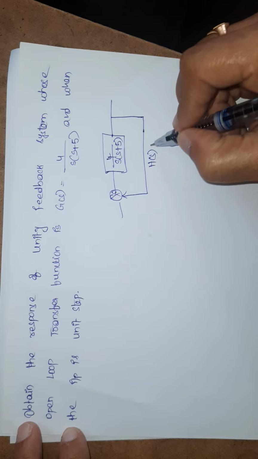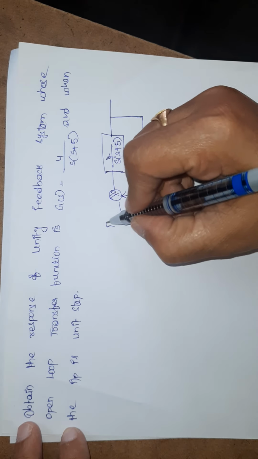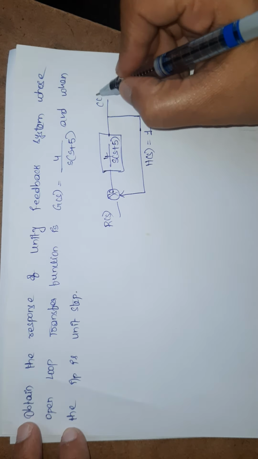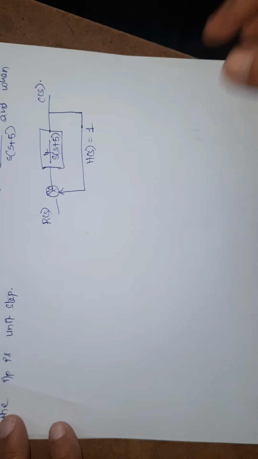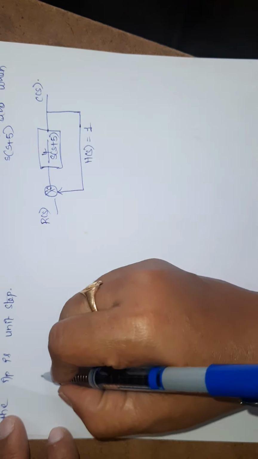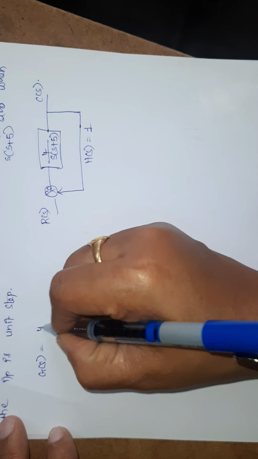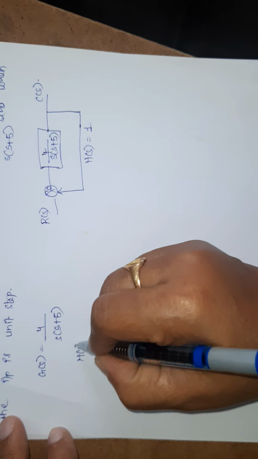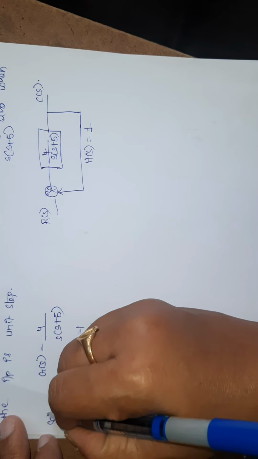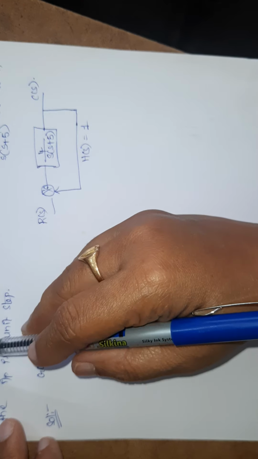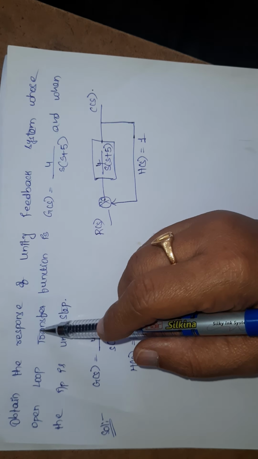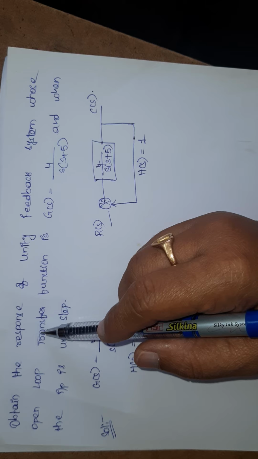That means H of s is equal to 1, and the input is represented with R of s, and the output is C of s. Given that the open loop transfer function G of s is equal to 4 by s into s plus 5, and H of s is equal to 1. So what we have to calculate is we have to obtain the response.